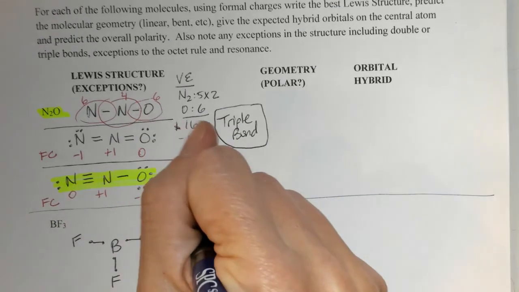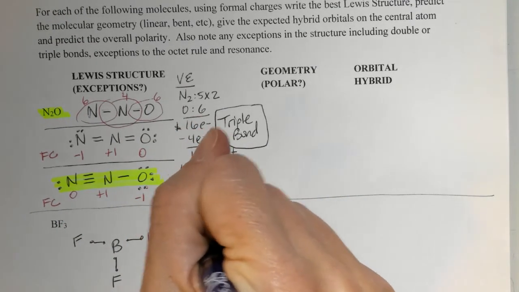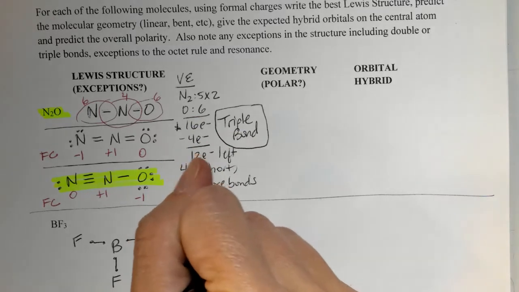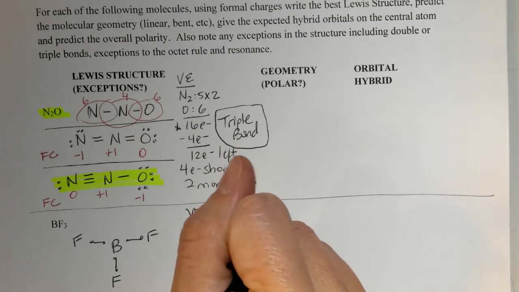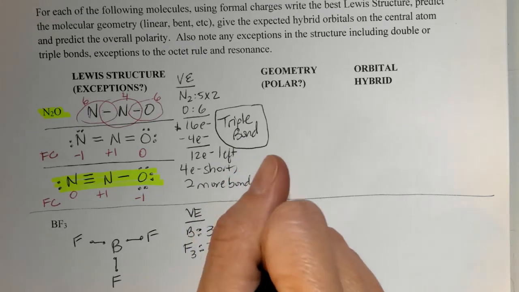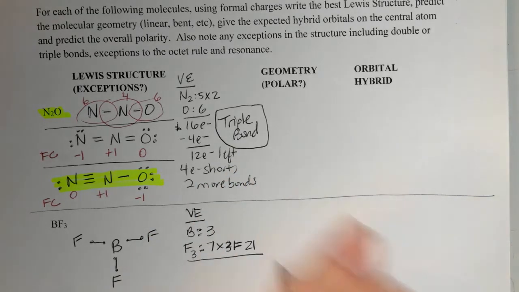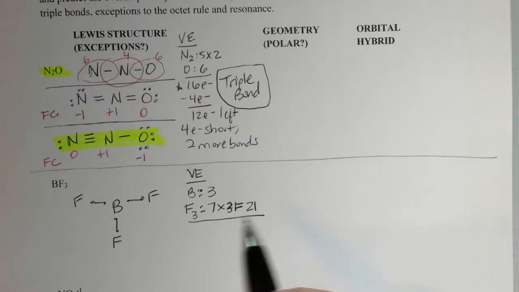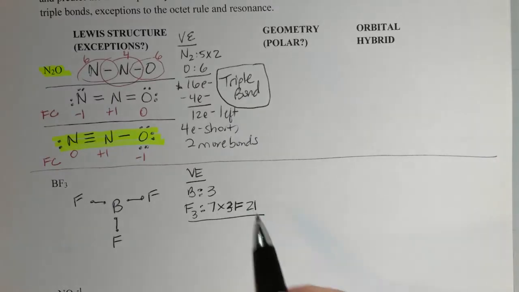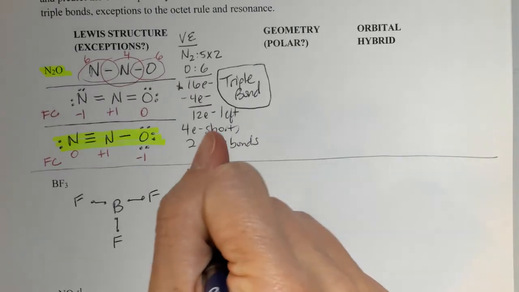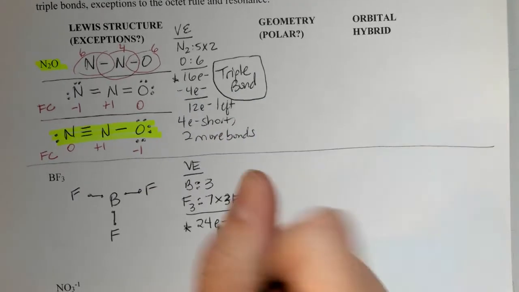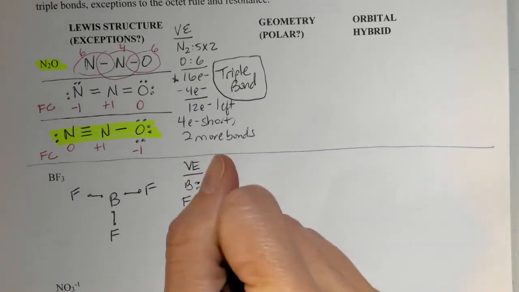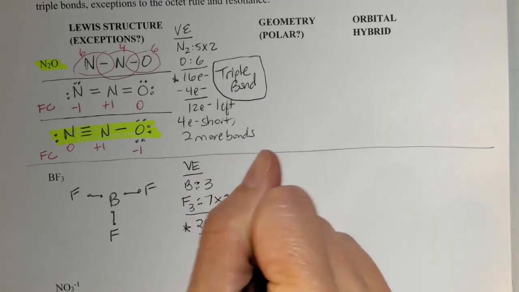So my valence electrons, boron is group 3, and each of those fluorines brings in 7. 7 times 3 equals 21, not 7 times 21. So, sorry, that looks like an F, but that's 7 times 3 equals 21. 21 plus 3, we've got 24 total electrons to work with. All right, we've used 6 in those 3 bonds, so we have 18 electrons left.